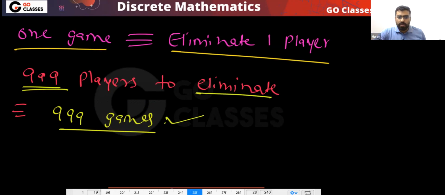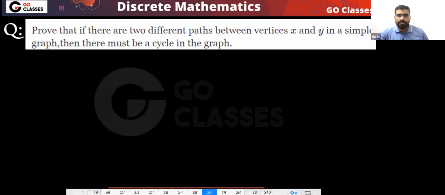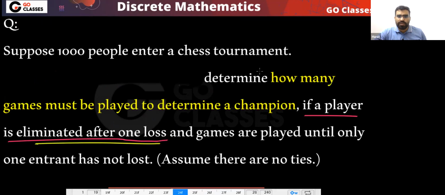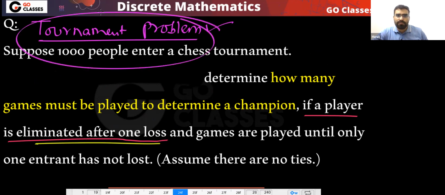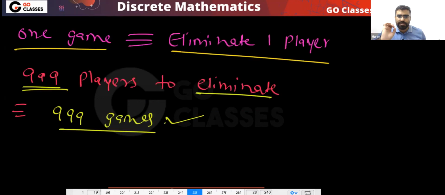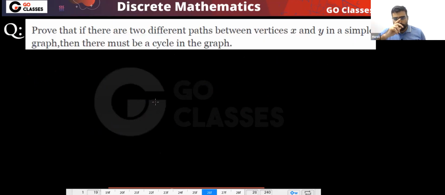Okay. Now, anyway, this is clear. This type of question is a standard application. Let me tell you, this is called the tournament problem. This is a standard thing. In the GATE exam they will ask you the standard problems. So if any question comes from the tournament problem, you can solve it. Okay, let's solve this question.